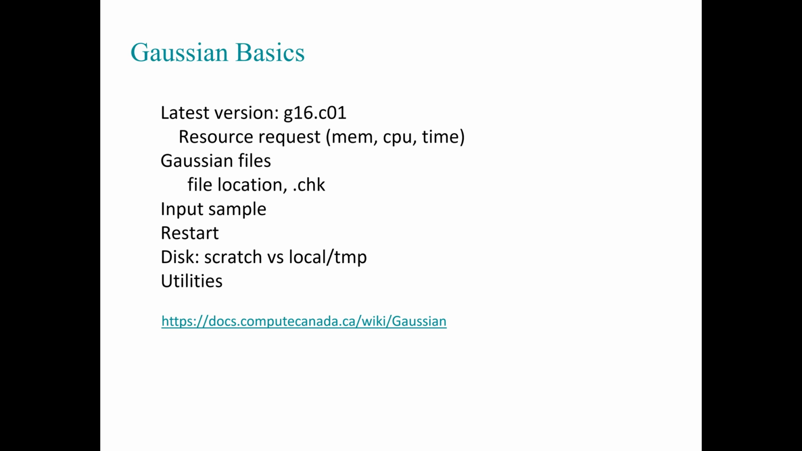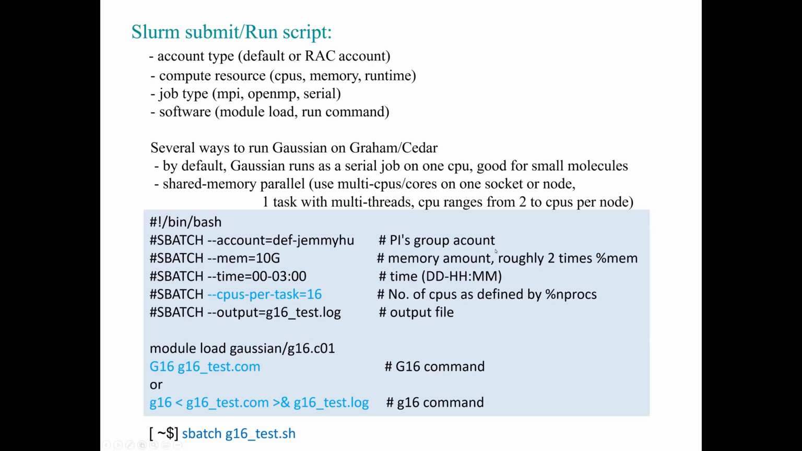And then we continue to talk about some basics. As I said, the latest version is G16.C01. The resource requests are the memory, the CPUs, and the time. The memory specified here has something to do with the memory you specify in your input .com file.